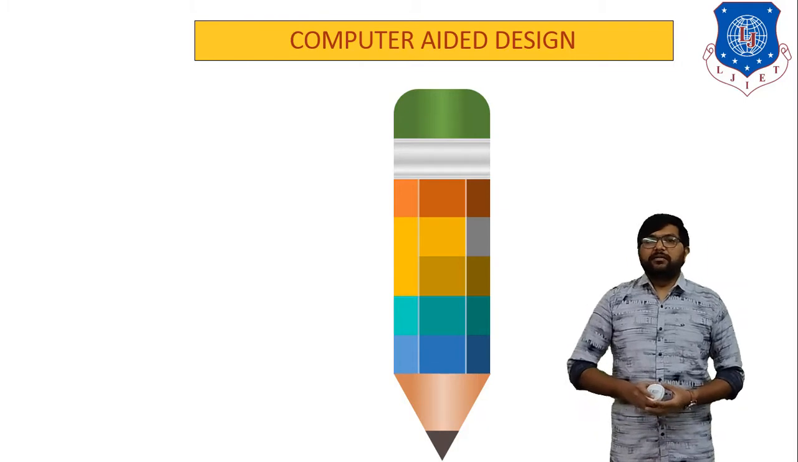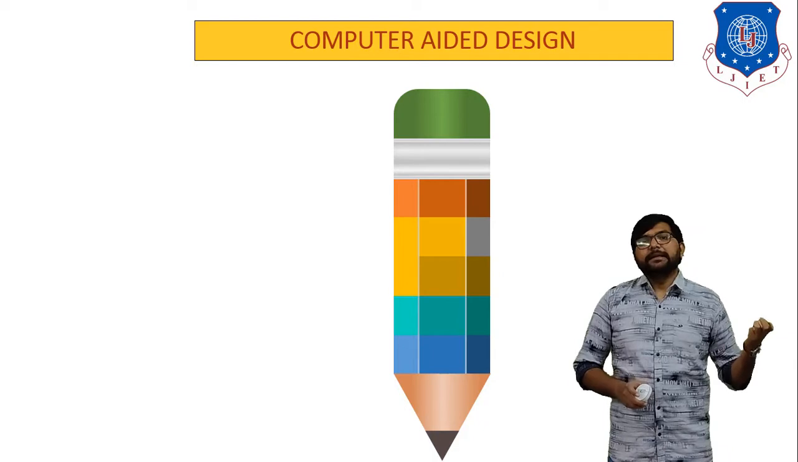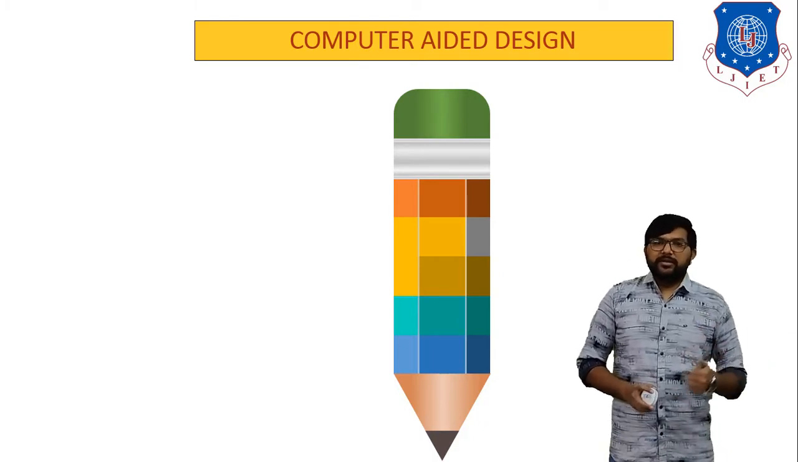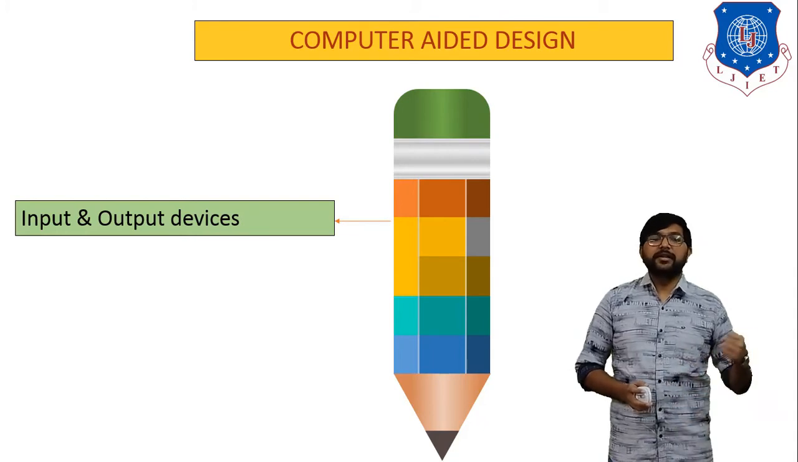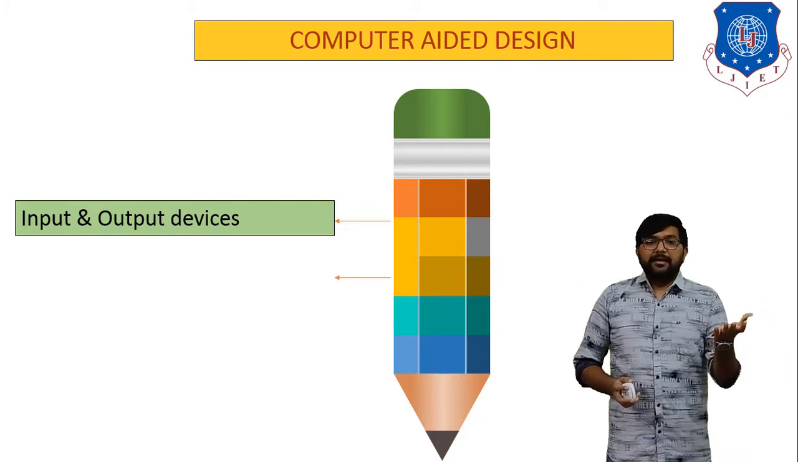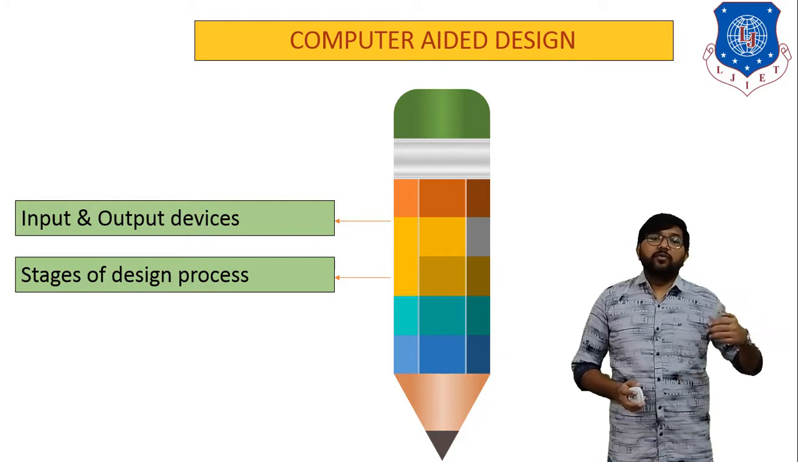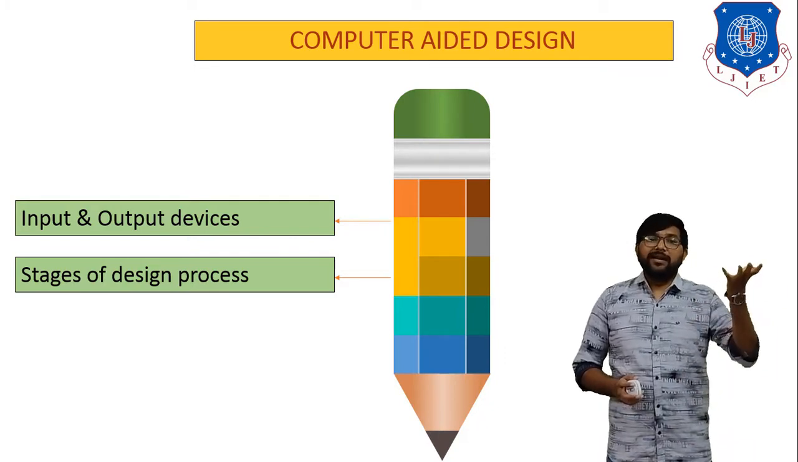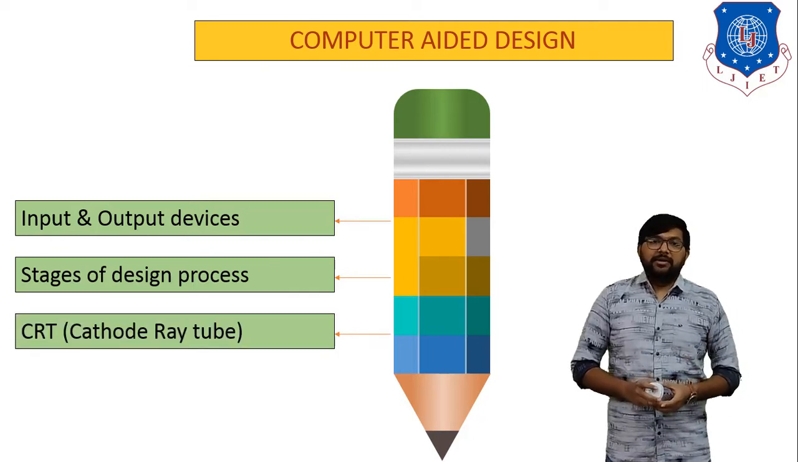In the last session we discussed what a product cycle is and what the product cycle with CAD is. In today's session we will discuss a few more topics. First topic: what are the input and output devices used for computer aided design. Second topic: the stages of the design process, meaning which steps we have to follow to make a design properly. And third topic: CRT, which is called cathode ray tube. So in today's session we will discuss these three main topics.